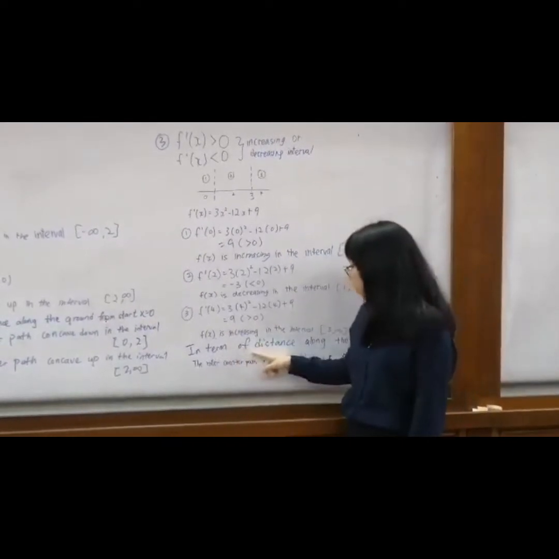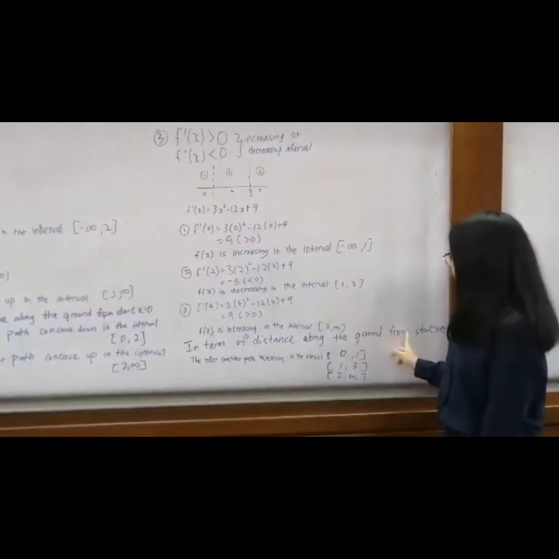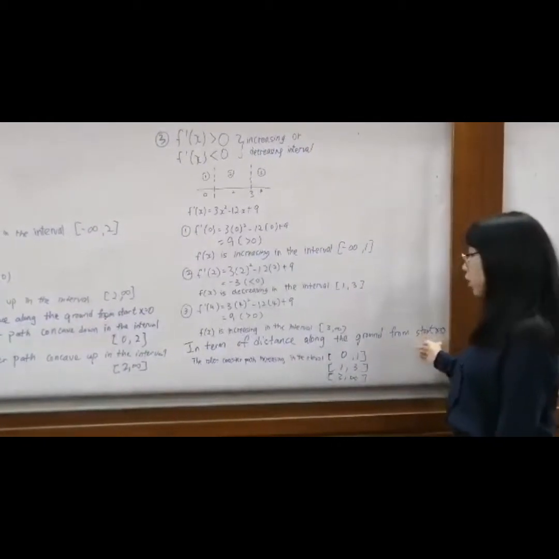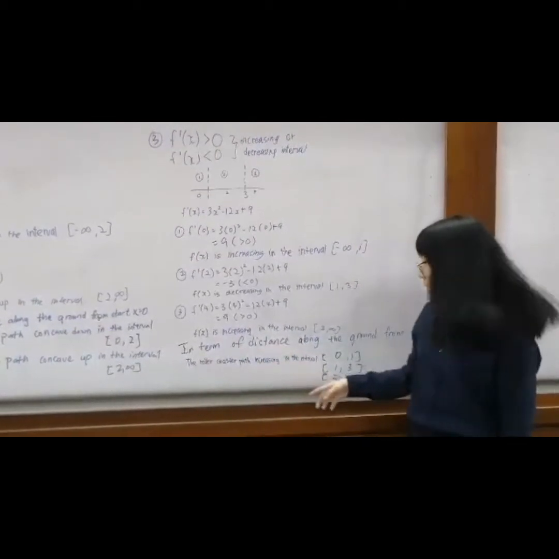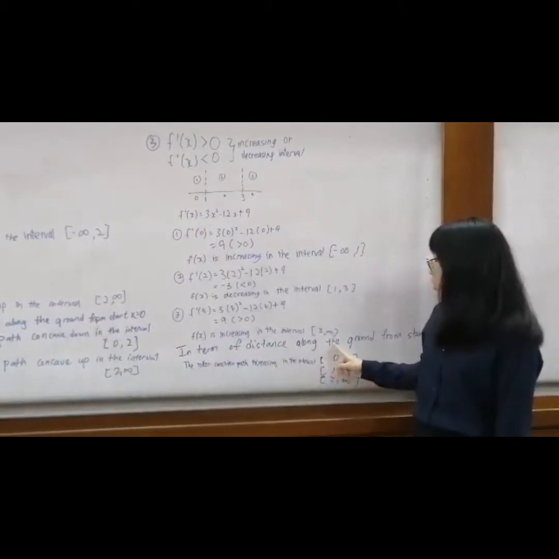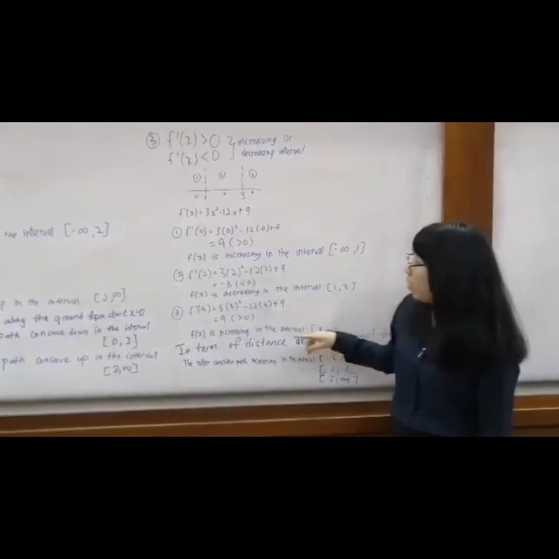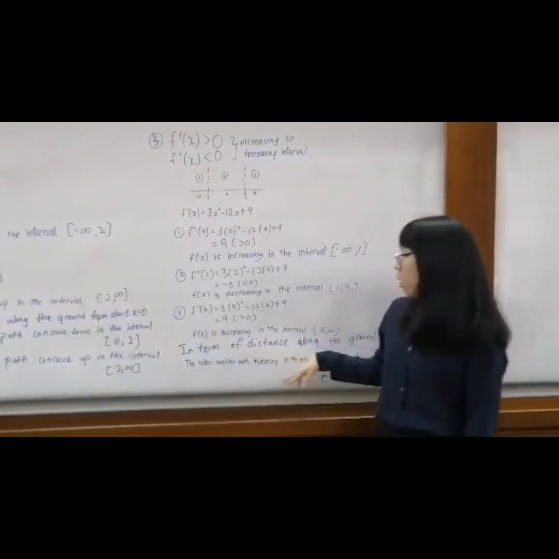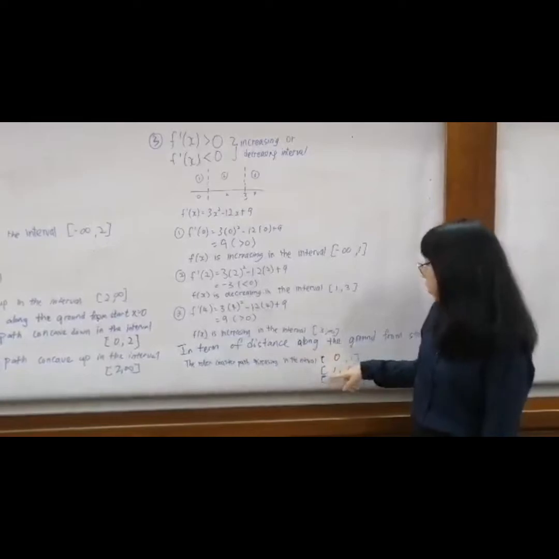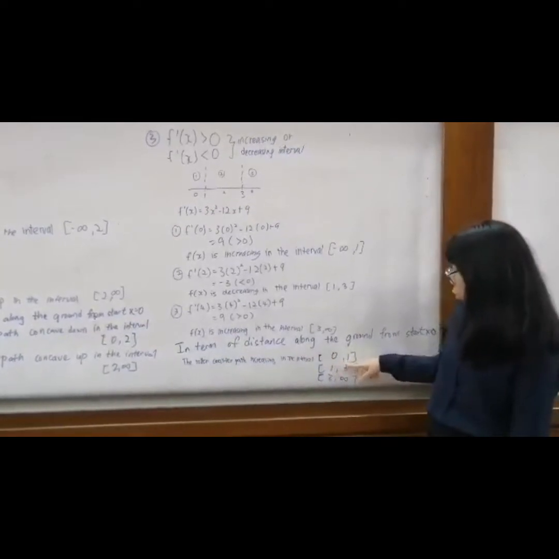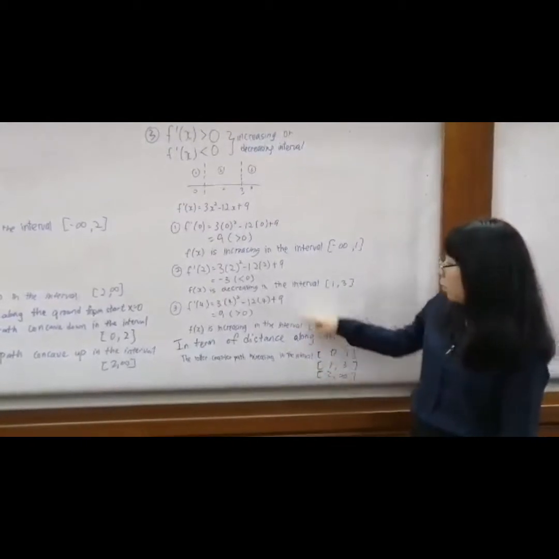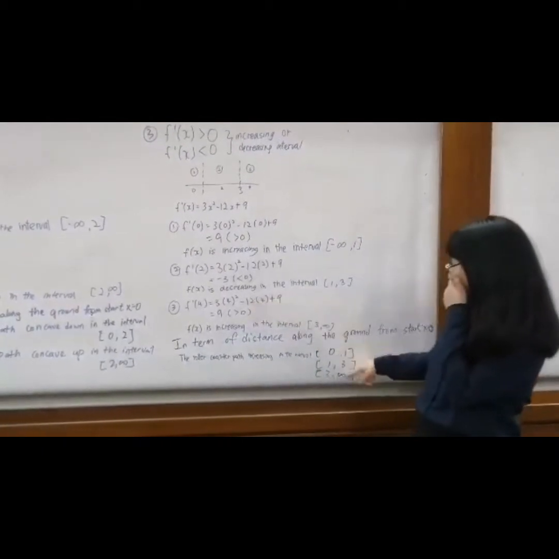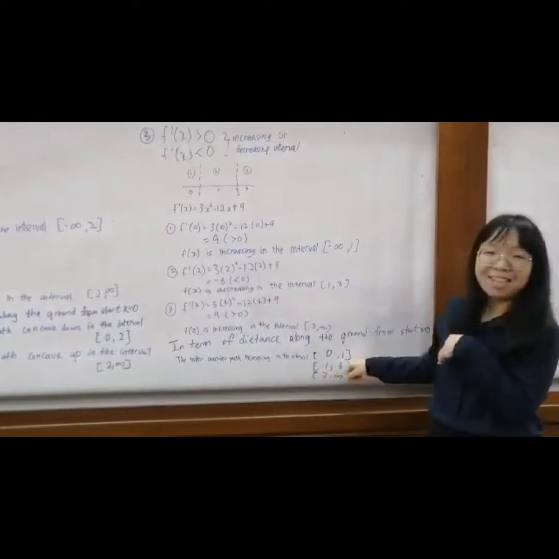In terms of distance along the graph from the start x equals 0, we can know that the roller coaster path is increasing in the interval from 0 to 1, and the roller coaster path is decreasing in the interval from 1 to 3, and increasing from 3 to infinity.